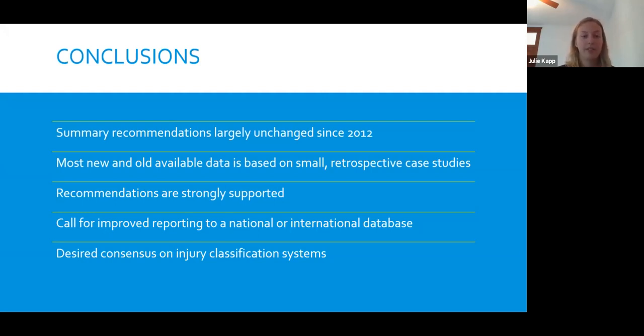At the end, the authors also called for improved reporting to a national or international database, because they think it could help with future epidemiological studies. They also called for a desired consensus on injury classification systems, which would simplify the reporting process and also allow data to be more easily combined for future studies.